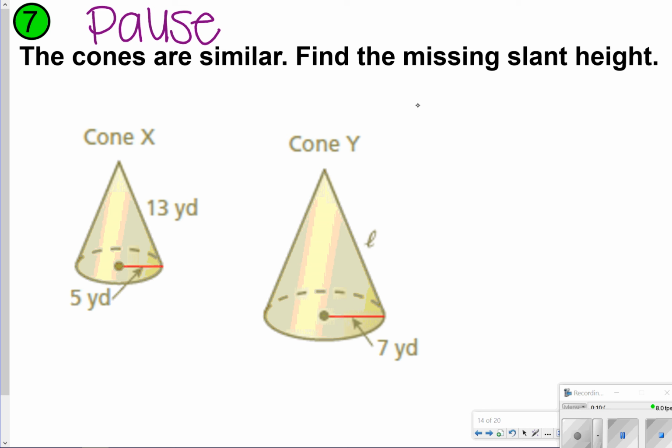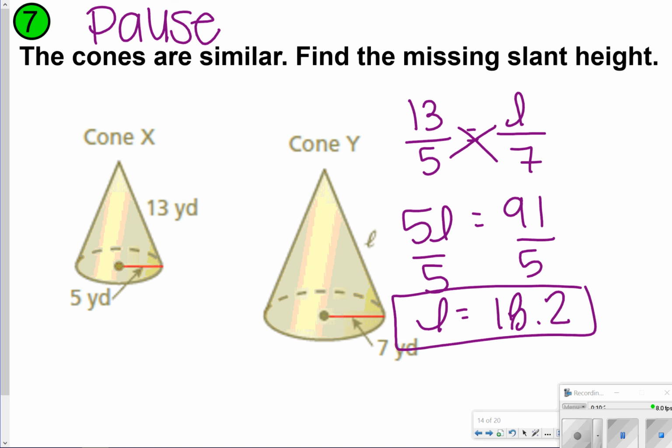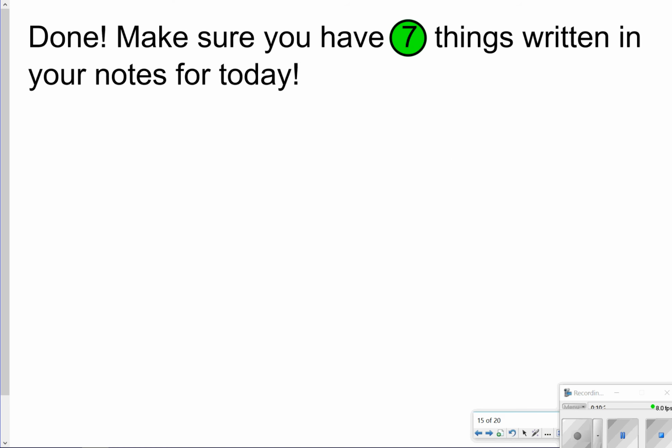Alright, so how I set this one up is I did 13 over 5 and L over 7. Then I started cross multiply. 5 times L is 5L, and 13 times 7 is 91. Divide both sides by 5. L is equal to 18.2. Okay? That's all our notes are going to be for today.